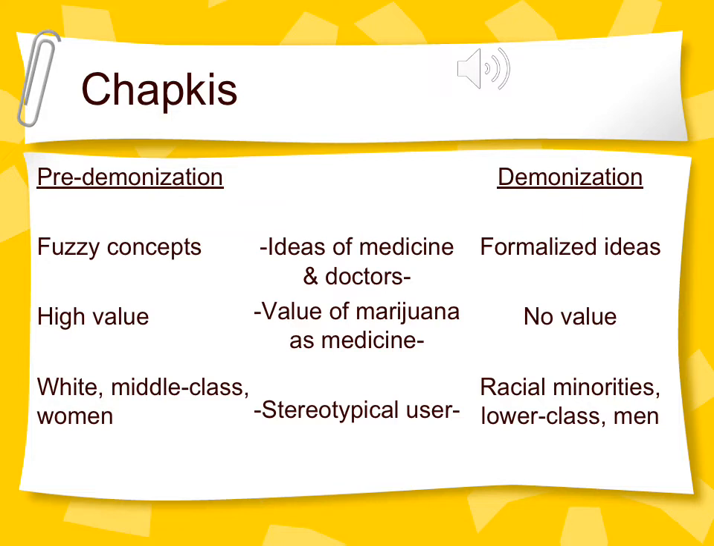So, moving down to the stereotypical user. It is recognized that some people could maybe abuse the medicine, using it too much or using it when it really wasn't needed. The stereotypical user at this time, the user that popped into your head when you thought about somebody using or abusing cannabis, was a white middle-class woman.